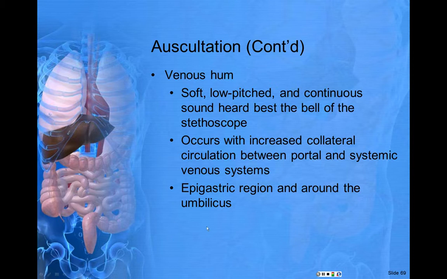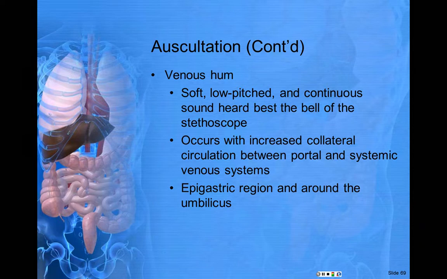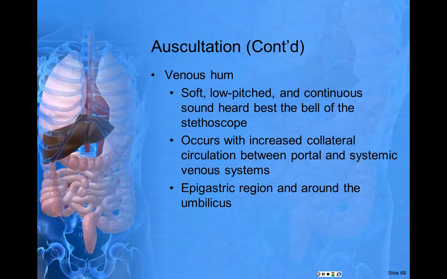We may also hear a venous hum, which is a soft, low-pitched, and continuous sound heard best with the bell of the stethoscope. This can occur with increased collateral circulation between the portal and the systemic venous systems, most often heard in the epigastric region around the umbilicus.